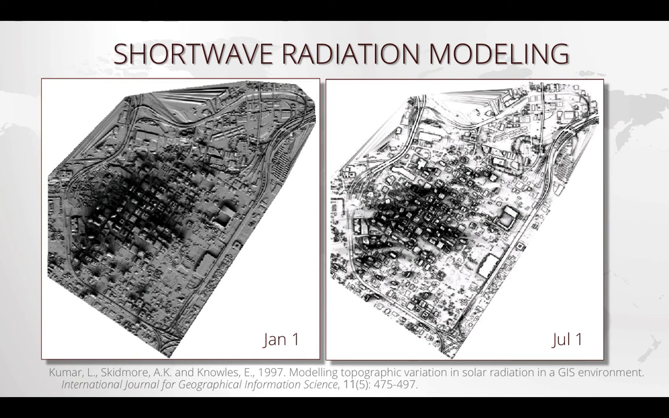Another cool example that's actually built into GIS right now. By built into GIS, I mean there's versions of something in GRASS as well as ArcGIS. But that's to model the distribution of solar radiation on the landscape and how it changes over a year. And these are just an example from an early paper, 1997. I can tell you right now that there are web services that do this.